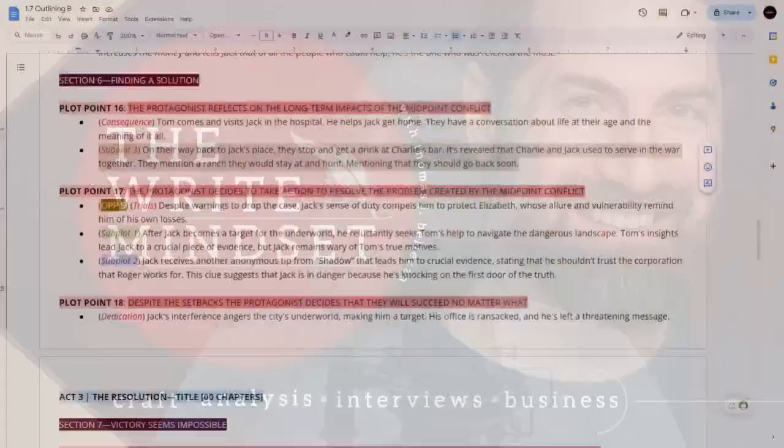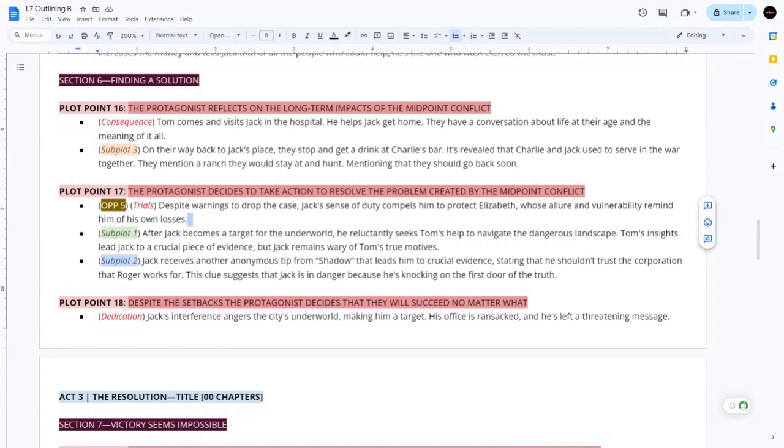Back to it. We're almost to Act 3. Now, this brings us to the original plot point, which was, despite warnings to drop the case, Jack's sense of duty compels him, okay? Because when he's talking about war and everything, he remembers his code of honor, his code of conduct, and that things are important, et cetera, and it's through Charlie that he remembers his valor, right? And then after Jack becomes a target for the underworld, he reluctantly seeks Tom's help to navigate the dangerous landscapes. Tom's insights lead to Jack's crucial piece of evidence, which, by the way, was originally in the main narrative, but now we put it here, at the end of Act 2.